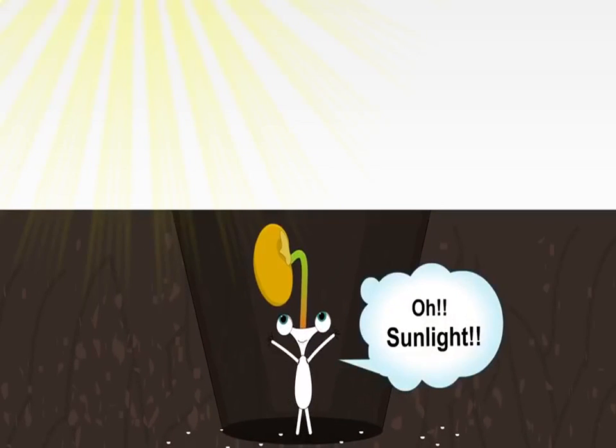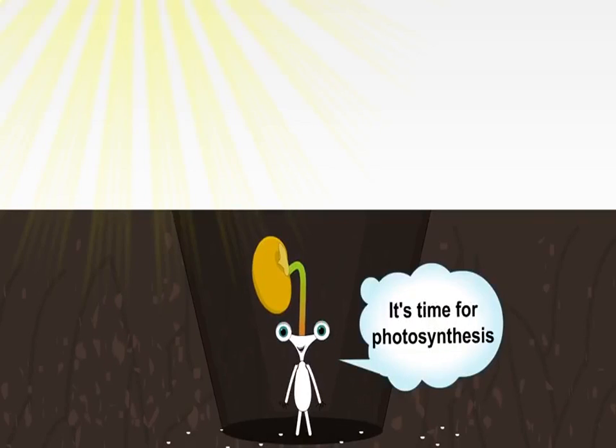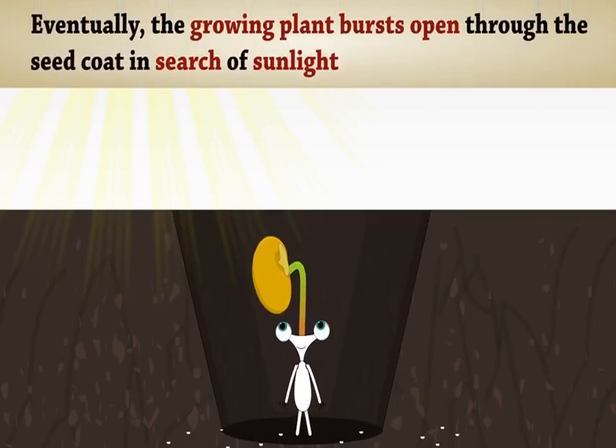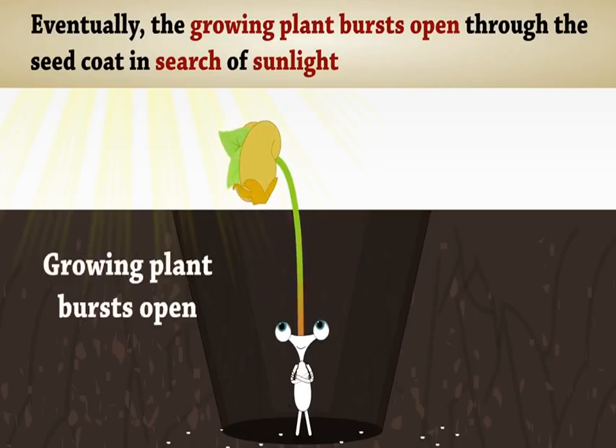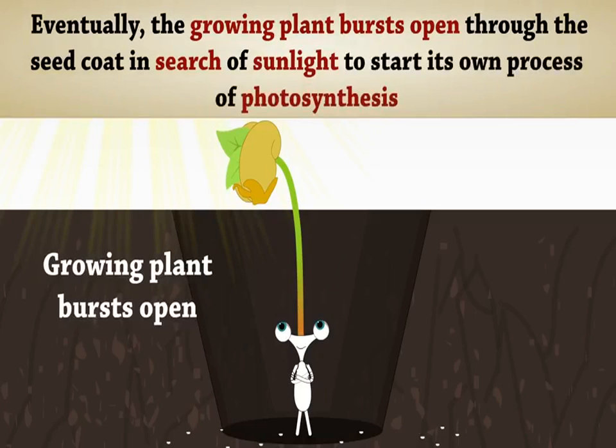Oh, sunlight. It's time for photosynthesis. Eventually, the growing plant bursts open through the seed coat in search of sunlight to start its own process of photosynthesis.